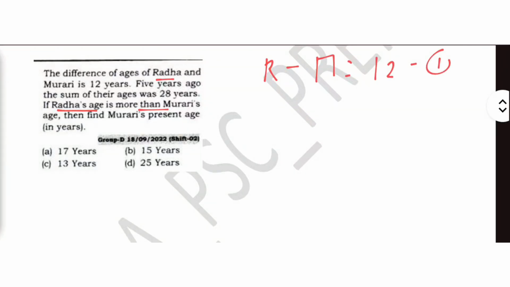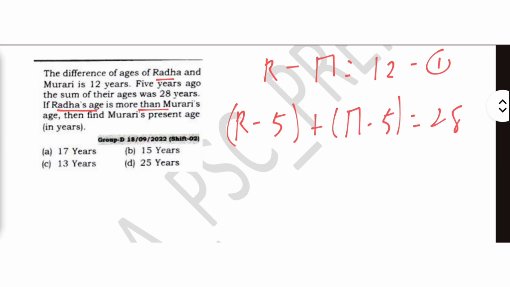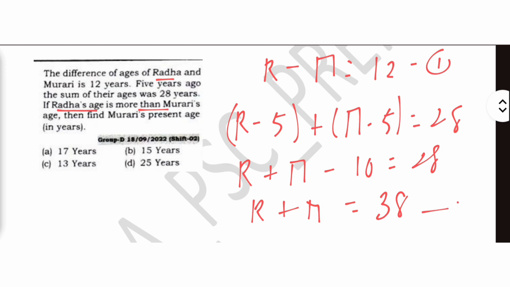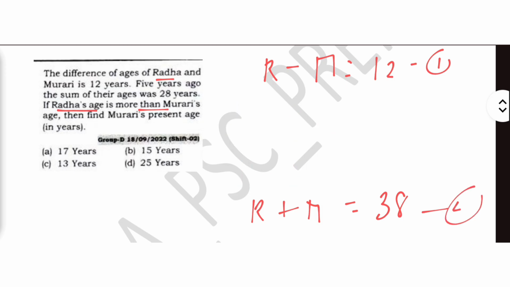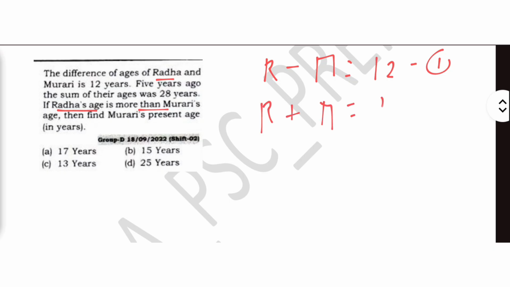Also, we are given that 5 years ago, the sum of the ages was 28. 5 years ago, if Radha is R, she will be R minus 5. If Murari is M, 5 years ago she will be M minus 5, and their sum is 28. So R plus M minus 10 is 28. R plus M is nothing but 38. This is your equation 2. We will write this over here: R plus M is 38.